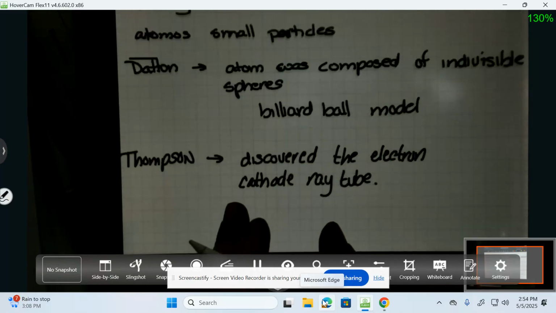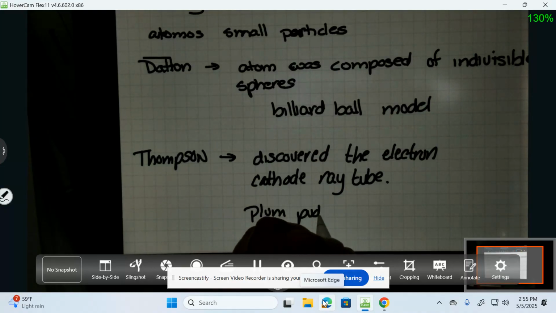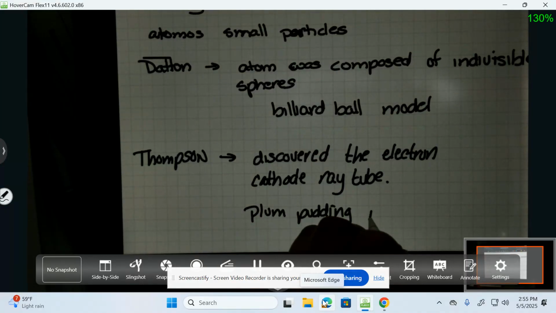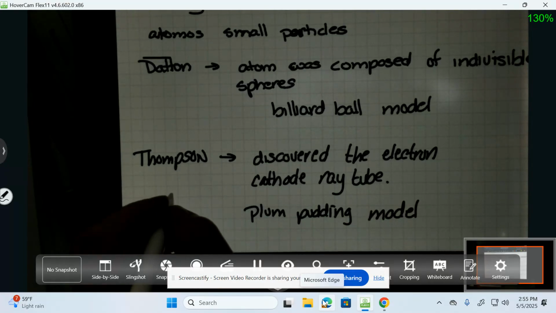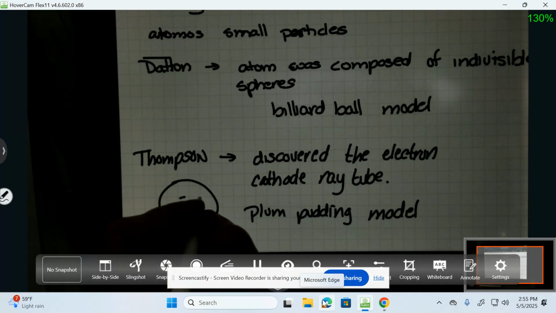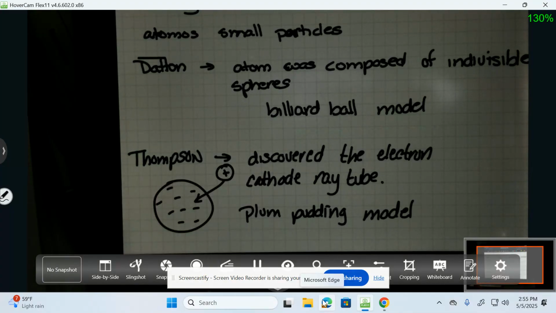Oh, sorry, I should go back. I didn't say his model. Thomson had the plum pudding model. The plum pudding model looked like this, where you had negatively charged particles embedded in a positively charged pudding. So all this white space was positive, and then he said there's something negative in there, I just don't know really what it is.